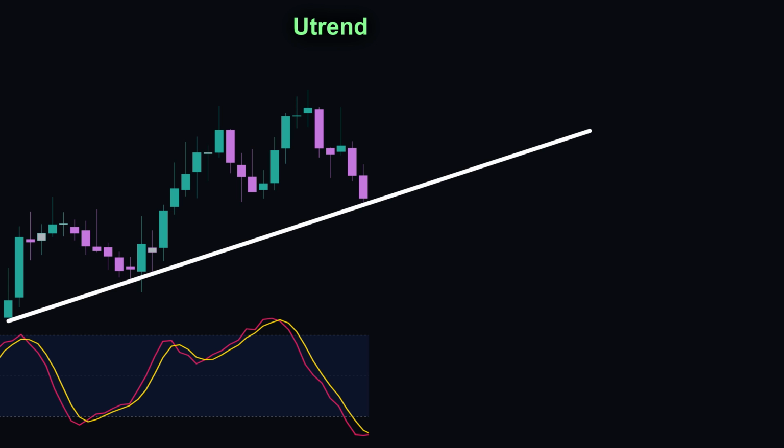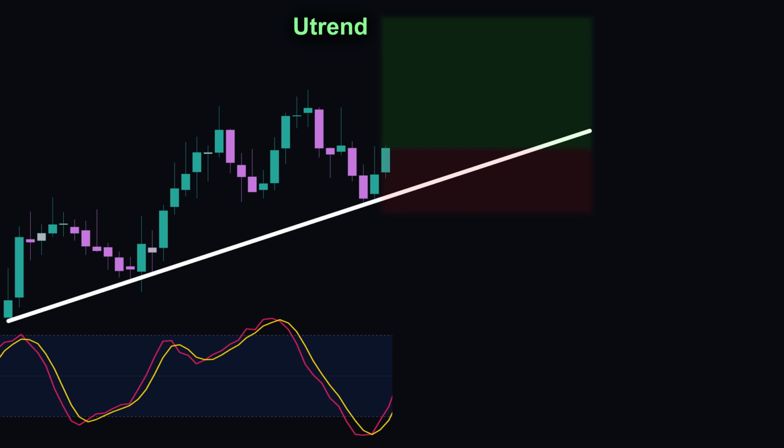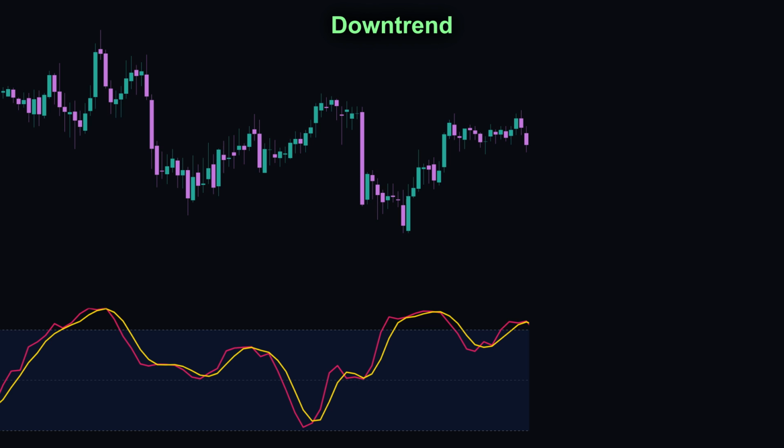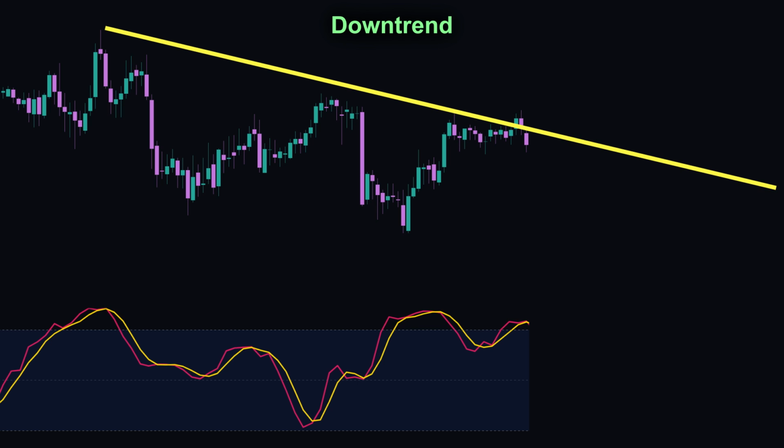Utilizing the stochastics can assist in confirming the continuation pattern by waiting for it to cross back inside the oversold level. Once this confirmation occurs, you can consider taking a buy position. This crossover within the oversold region suggests a potential reversal in the downtrend, aligning with the continuation pattern identified by the trend line. In this chart, we identify a downtrend, so we position our trend line above it.